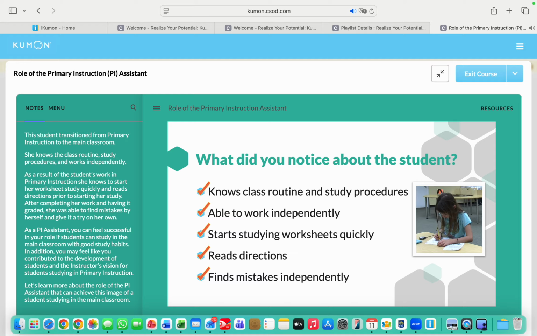A PI assistant can feel they have been successful in their role if students can study in the main classroom with good study habits. In addition, assistants gain the feeling of contributing to the development of students and the instructor's vision for students studying in primary instruction. Let's learn more about the role of the PI assistant that can achieve this image of a student studying in the main classroom.